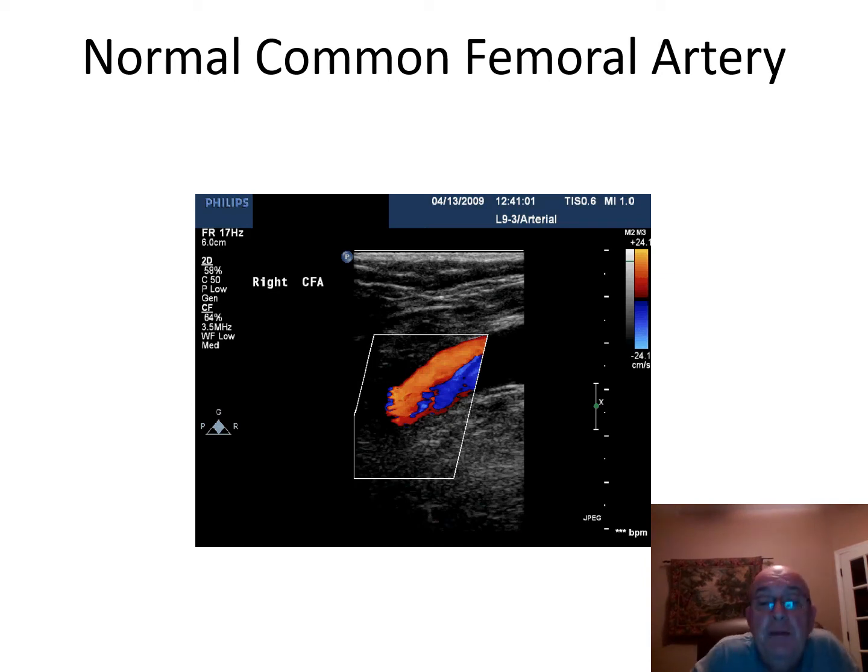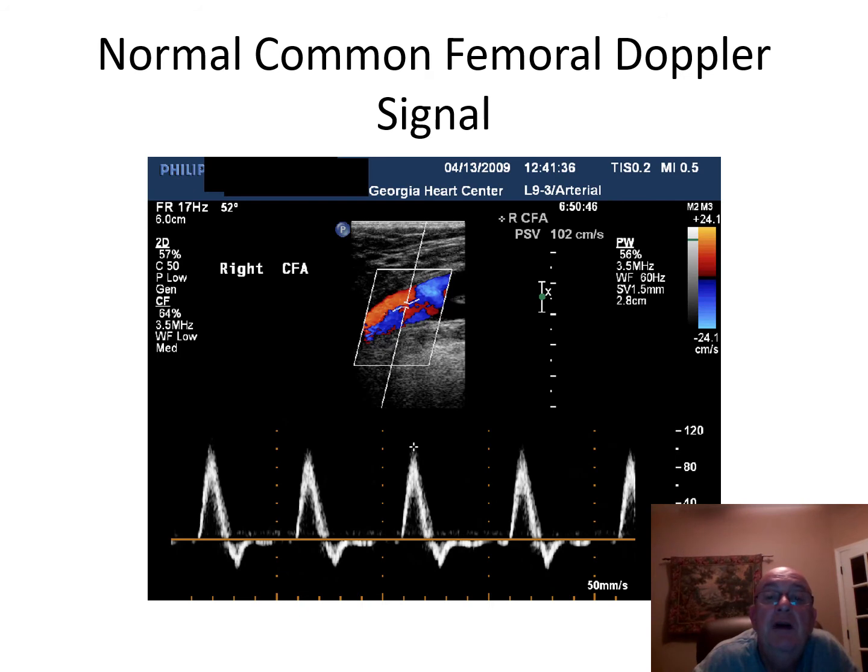So this is a demonstration of a normal common femoral artery with color flow. See, we've got our spectral signal placed nicely right in the dead center of the vessel, which is where it's supposed to be, with a nice Doppler correction, less than 60. And we see a good bi to triphasic or multiphasic spectral signal.